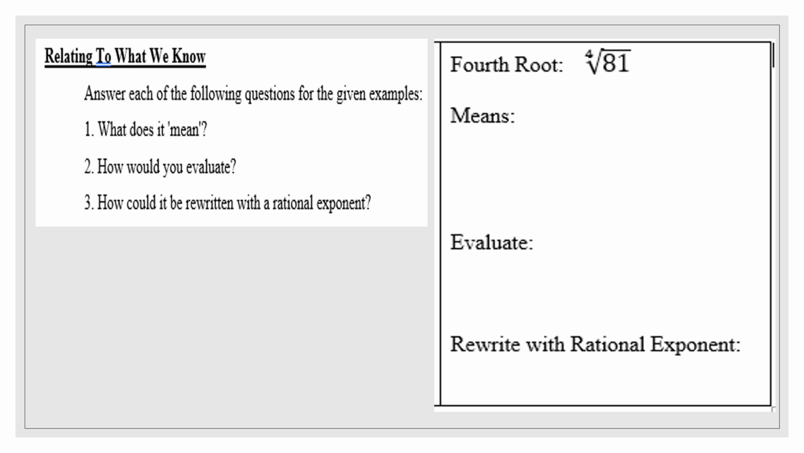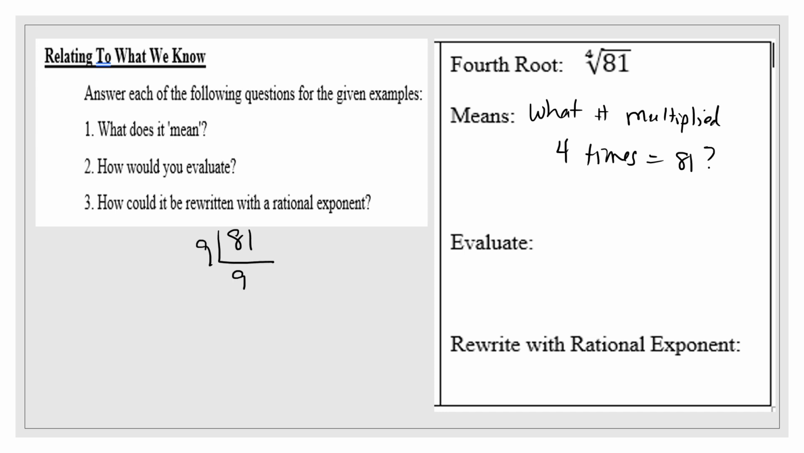All right, the 4th root of 81 means what number multiplied 4 times equals 81? If we evaluate, I want to have the same thing multiplied by itself 4 times. So I know that 81 is divisible by 9 and 9. Okay, and 9 and 9 are both divisible by 3, so let's start with 3.